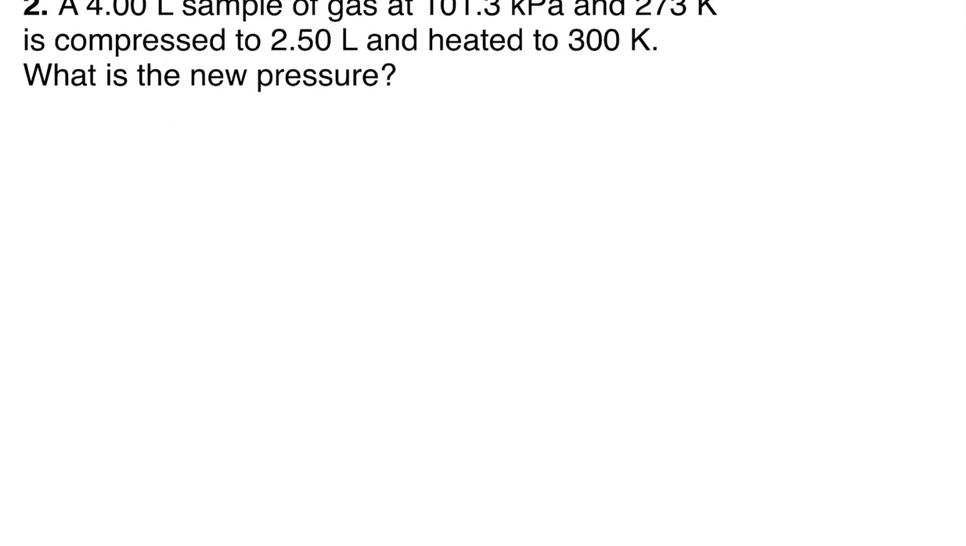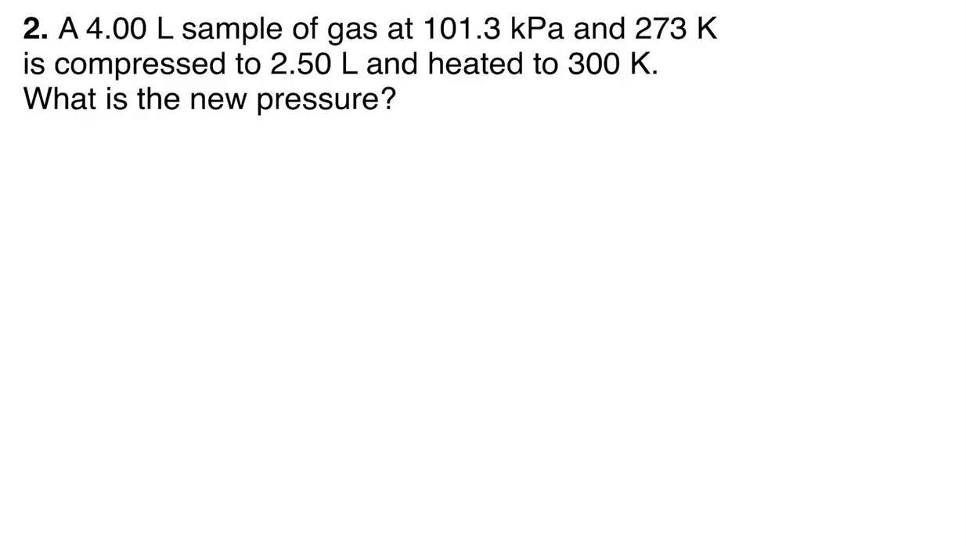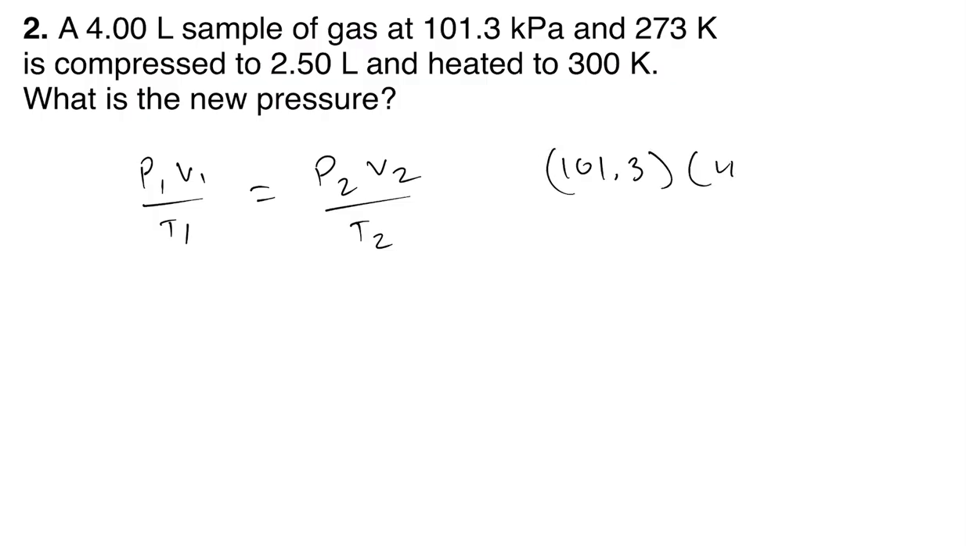Let's try another problem. A 4-liter sample of gas at 101.3 kilopascals and 273 Kelvin is compressed to 2.5 liters and heated to 300 Kelvin. What is the new pressure? Once again, let's write out our equation. P1 times V1 over T1 is equal to P2 times V2 over T2. Now let's write in what we know. 101.3 times 4.00 all over 273.